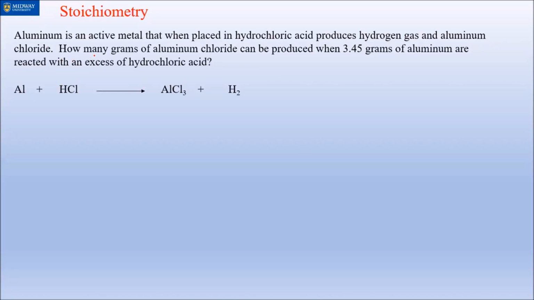So the question asks you how many grams of aluminum chloride, which is this right here, is formed when 3.45 grams of aluminum, which is this, reacts with excess HCl. You see how I translated a question into terms that I can easily work with, right?